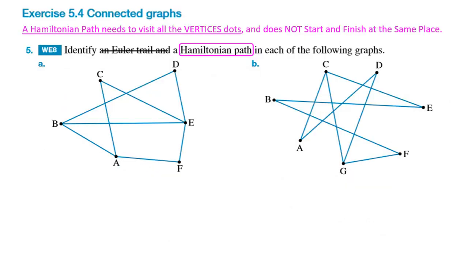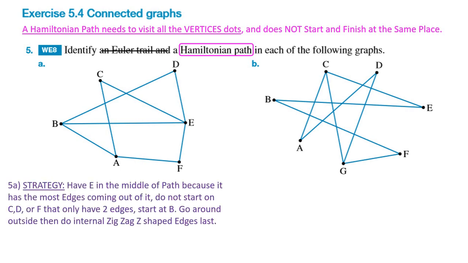Okay, so let's do some questions out of the book here. Question 5, we did this one back when we did Euler stuff, but we were doing an Euler trail. This time we're doing the Hamiltonian path. Now, a Hamiltonian path needs to visit all the vertices, the dots, but it does not start and finish at the same place, okay? So let's have a look at this first one.